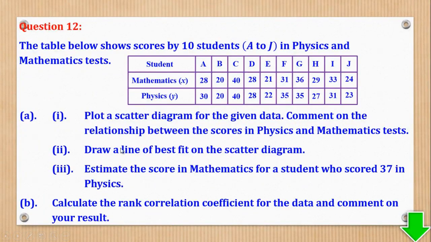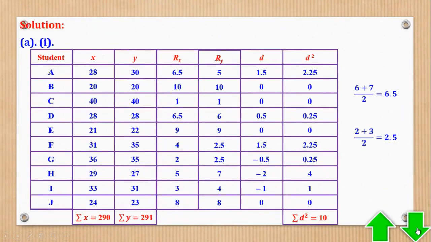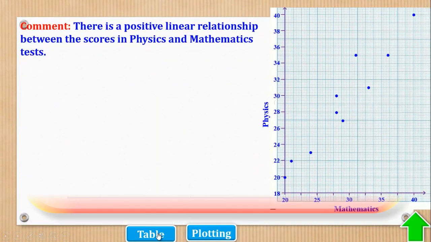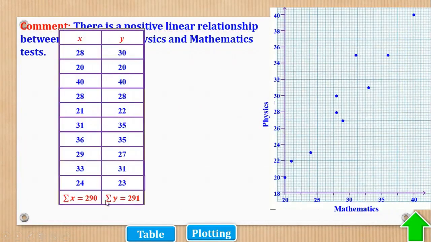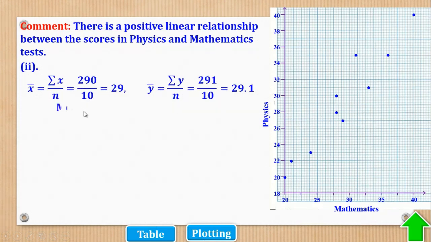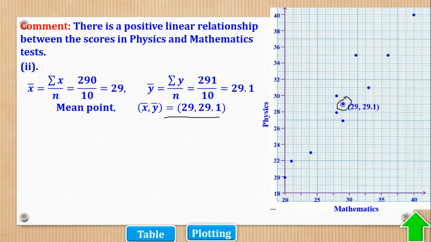Roman 2, they want you to draw a line of best fit for the scatter diagram. For the line of best fit, you will need the mean point. For the mean point, you have to get the mean of x and mean of y. So mean of x is 29, mean of y is 29.1. Therefore, the mean point is 29, 29.1. After getting this mean point, you have to locate it on the graph. So it will be here. After that, you shall now draw the line of best fit.